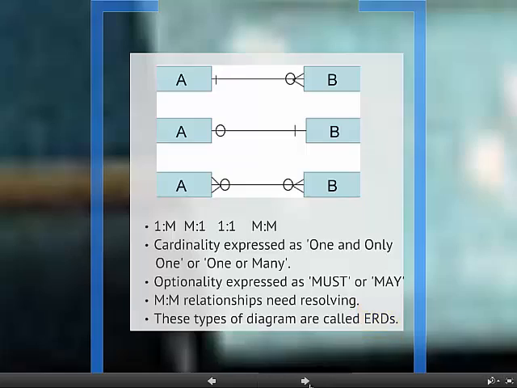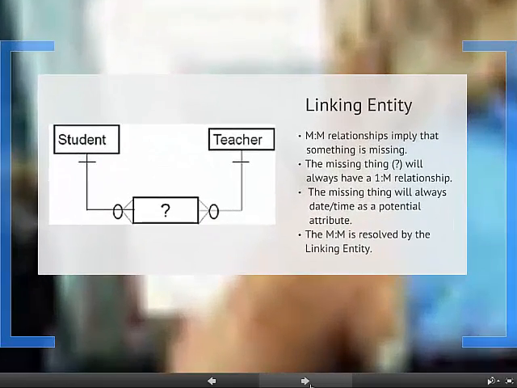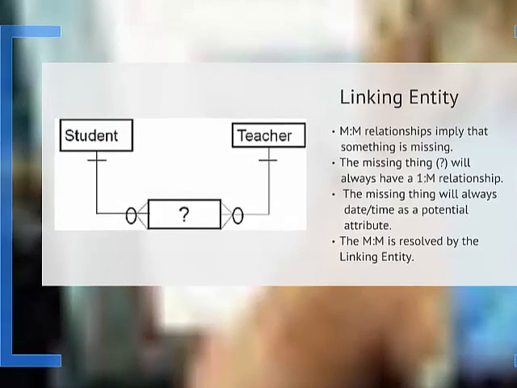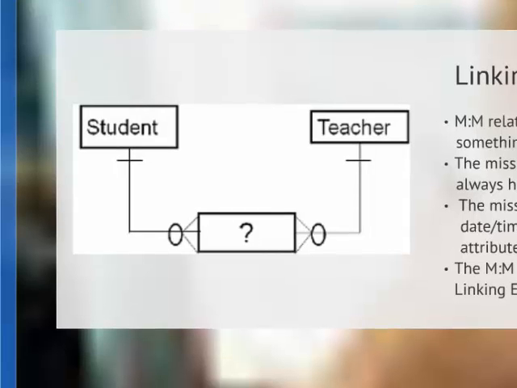Moving on, as I said, our student and teacher was a many-to-many relationship. It needs resolving. And the resolution always looks like this. First off, there is an entity which is sitting between our two candidate entities. We don't know what it is, but we know the relationship runs from student to this new mystery entity is one-to-many. We know the relationship that runs from teacher to this new mystery entity is one-to-many. We just don't know what it is.